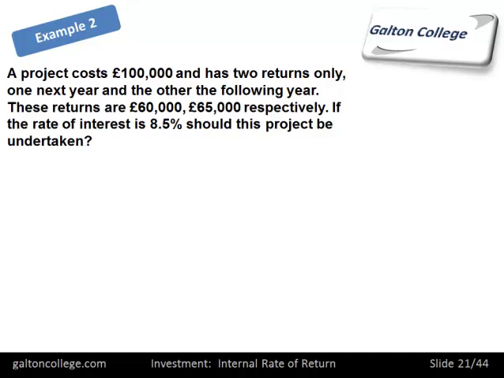Let's have a different example. A project, say again 100,000, and has two returns only, one next year and one the following year. These returns are 60,000 and 65,000 pounds respectively, and the rate of interest in the bank, let's say, is 8.5%. So should we undertake the project?